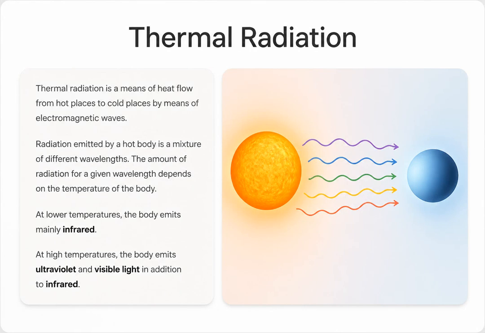Moving right along to our next major mechanism of heat transfer, let's examine thermal radiation. Unlike conduction and convection, thermal radiation is the flow of heat via electromagnetic waves, meaning it doesn't require a physical medium. A hot body emits a mixture of different wavelengths, and the exact makeup of this mixture depends entirely on the body's temperature. At lower temperatures, objects mostly emit infrared radiation, but as you heat them up to high temperatures, they begin to emit visible light and even ultraviolet radiation alongside the infrared.